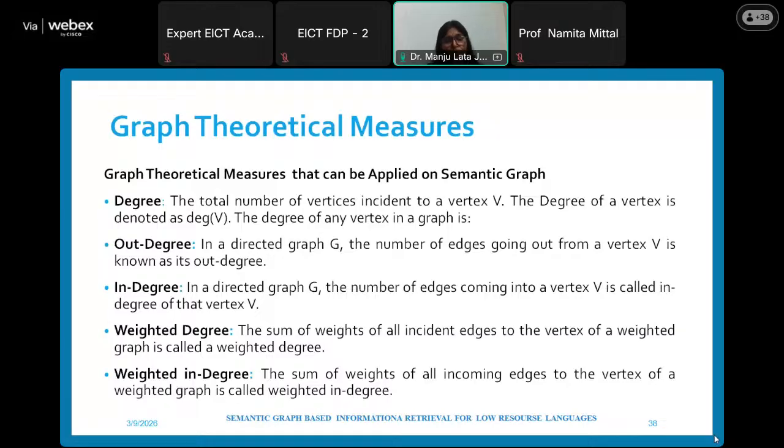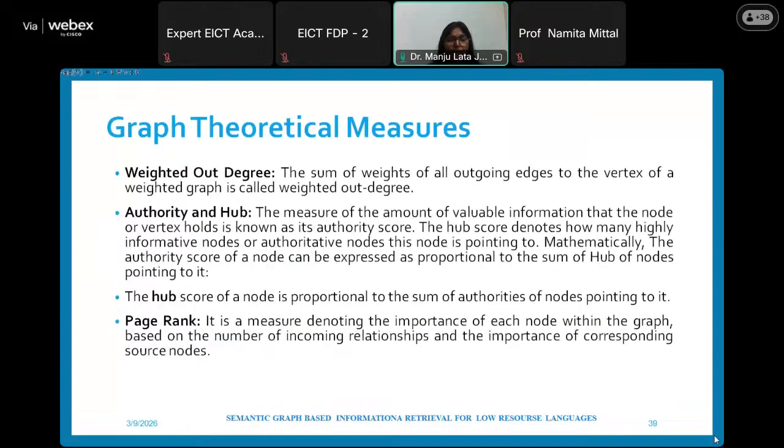Out degree: how many outgoing nodes, how many outgoing linkages are there. So in a directed graph, the number of edges going out from vertex V to other vertices is called out degree. In contrast, in degree is the number of edges coming to a particular node, the incoming edges; that number is collectively known as the in degree of that node. Weighted degree: if the edges coming to or going from this particular node to other nodes have some weight, they are known as weighted degree, weighted in degree, or weighted out degree.